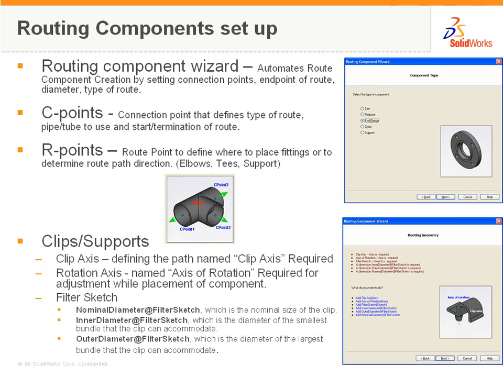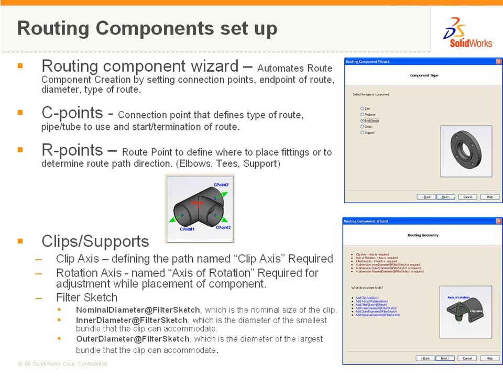The items that I'm referring to are connector points. This helps to define the type of route, the pipe or tube to be used, and this will determine the start and termination of a route, as well as routing points. These define where to place the fitting relative to the intersection in a route path.